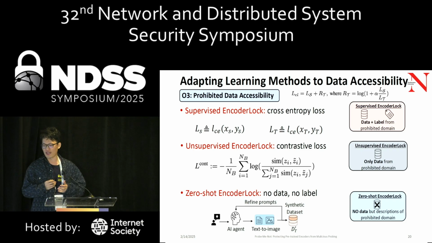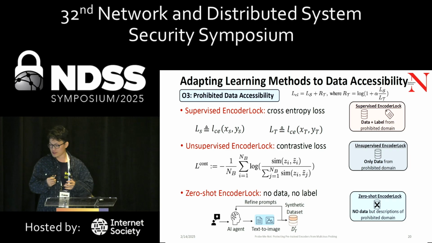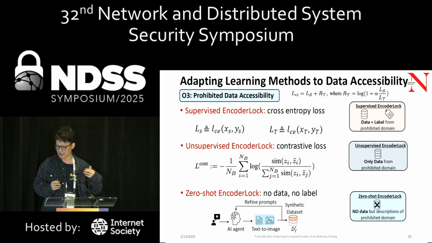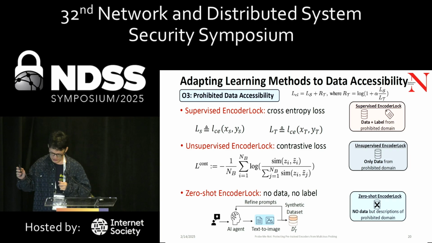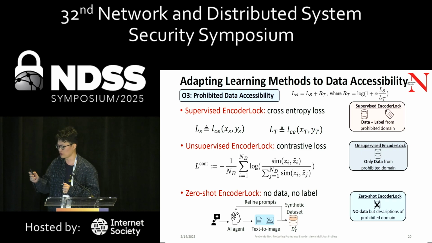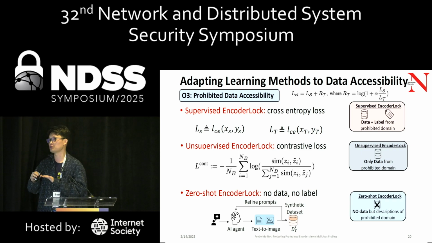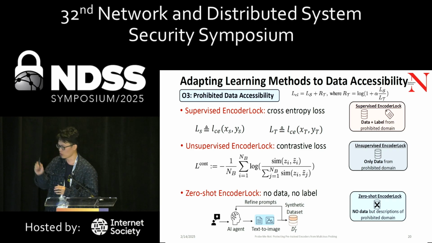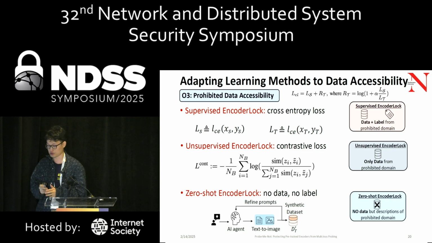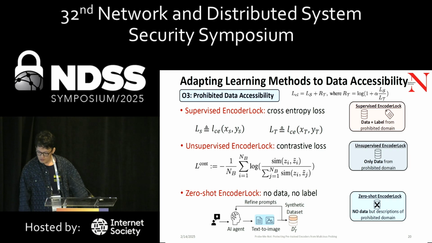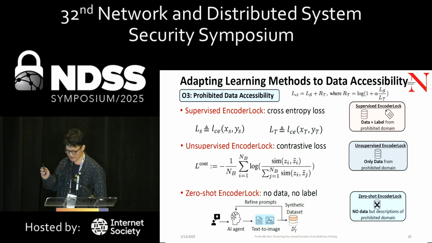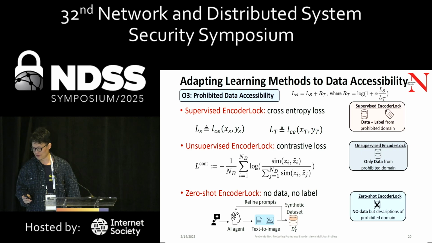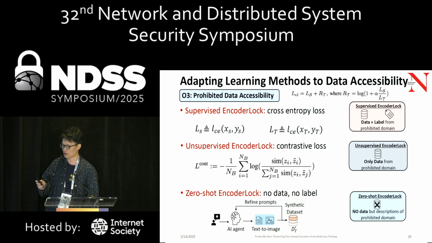And what we do is that we try to leverage those generative models. We use an AI agent, and we use a text-to-image generator to generate a synthetic data set. And upon this, we also propose refined prompt algorithms. We try to refine our synthetic data set according to whether it's general enough to cover these prohibited domains, at least this description of these prohibited domains.